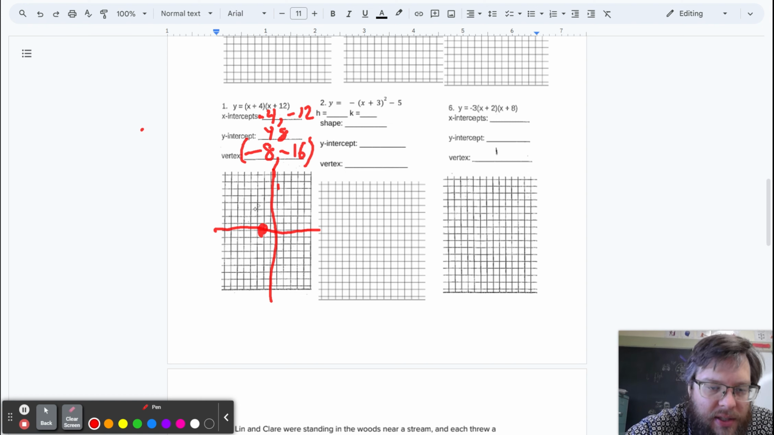We'll just say that this is negative 4. We'll say this is negative 12. We'll say this is the vertex. And then we know that it's going to hit the y-intercept of 48.